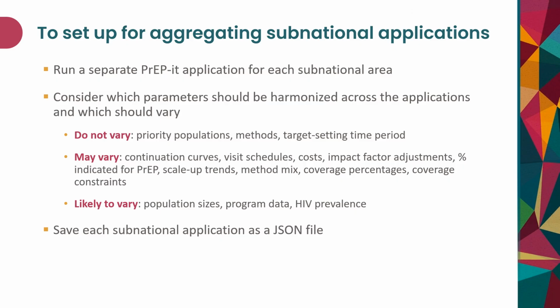Many parameters may or may not vary across subnational applications. These include the continuation curves, the visit schedules, costs, impact factor adjustments, the percent indicated for PrEP, the scale-up trends, method mix, coverage percentages, and coverage constraints. Areas that are very likely to vary by subnational level include the population sizes, the program data, and HIV prevalence. Each application should be saved as a JSON file on your computer so that it can be aggregated at the next step.